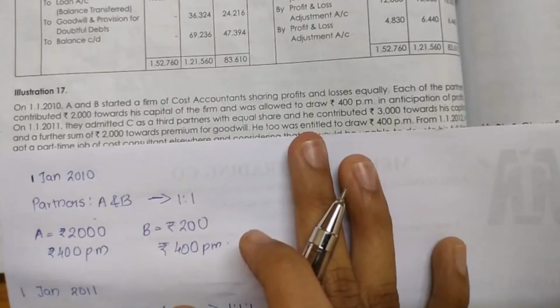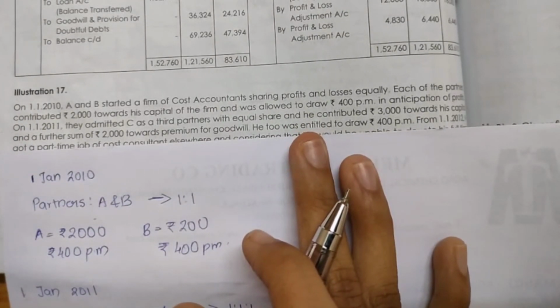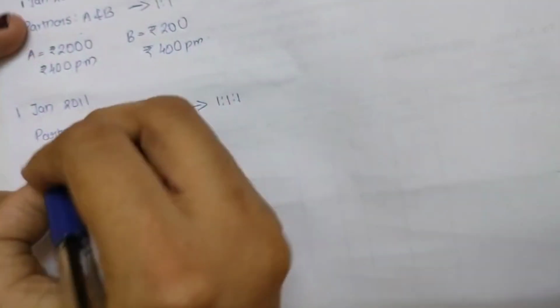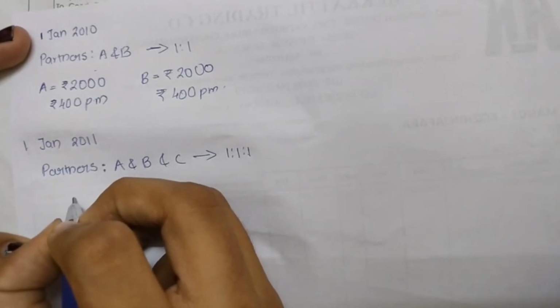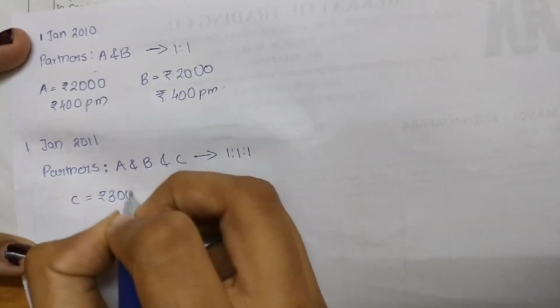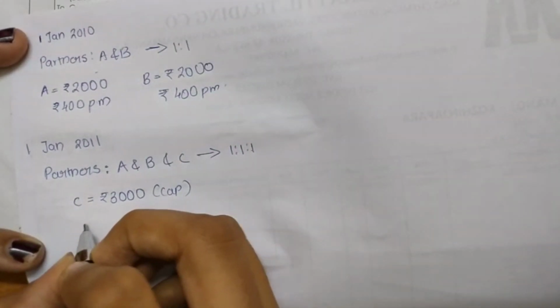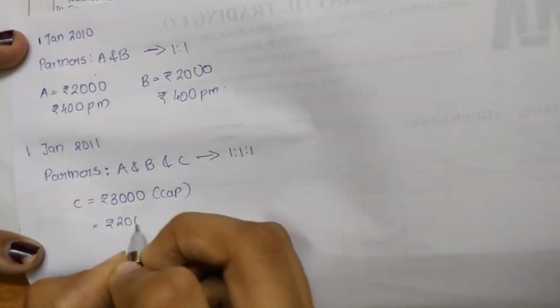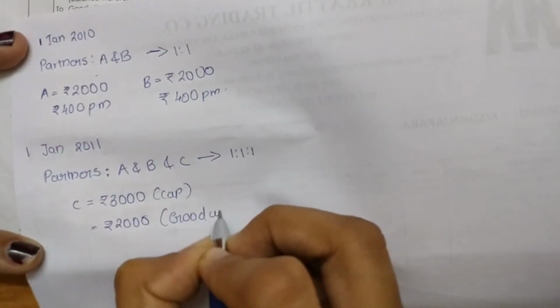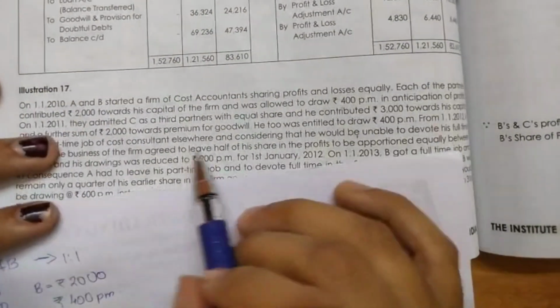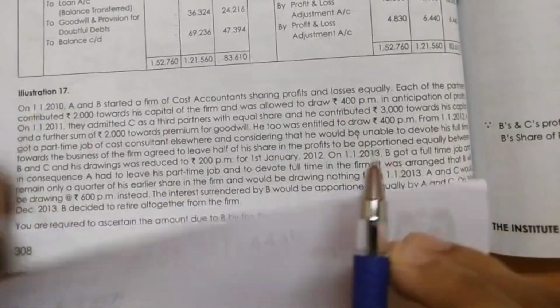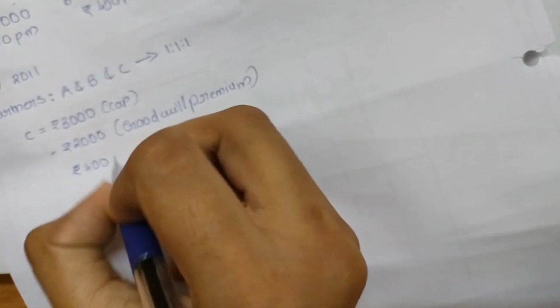The newly arrived partner, C, has contributed rupees 3,000 towards his capital. So A has rupees 2,000 capital here and B also has rupees 2,000 capital. Now C's capital will be mentioned here: C's capital is rupees 3,000. And C's goodwill premium is rupees 2,000. Then he is also entitled to draw rupees 400 per month, so rupees 400 per month is allowed to draw.